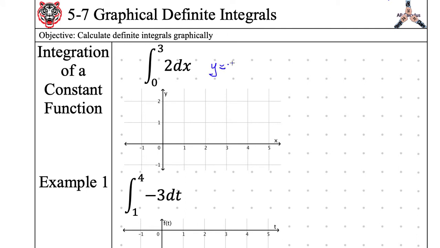Y equals 2. Go ahead and show me what that looks like with your arm. Is it like that? Is it a slope of 2? Yes, it's a horizontal line that goes through 2. Go ahead and graph it.